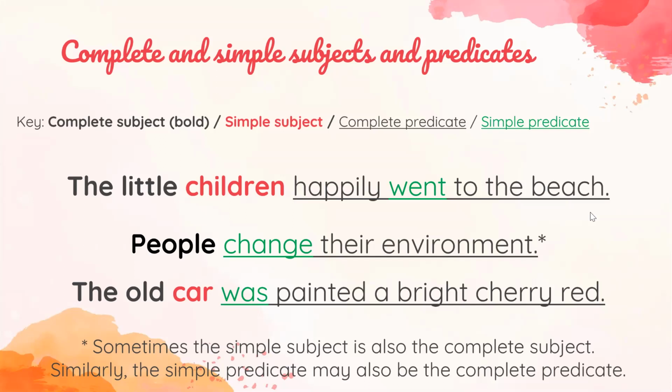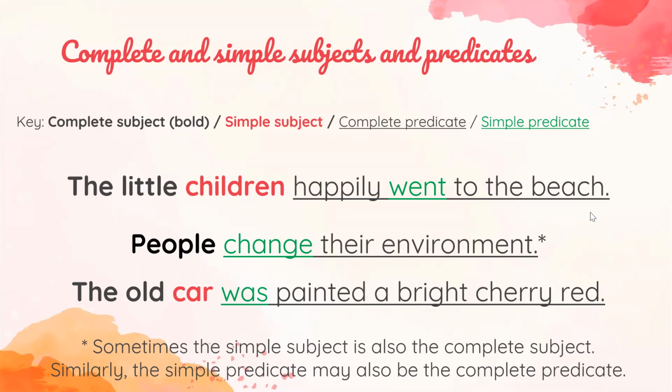Important. Now, why do we say that change their environment is the complete predicate? Because it starts with the verb. Okay? Change, and from then on, predicate. And who changed their environment? People. So people is the complete and simple subject at the same time.